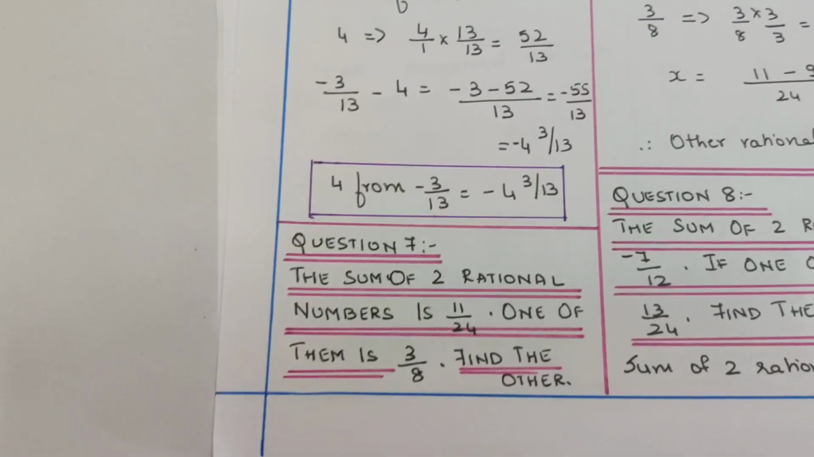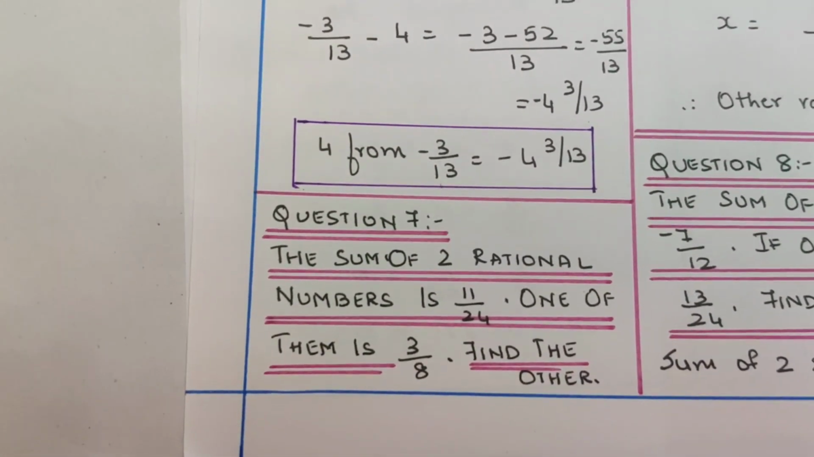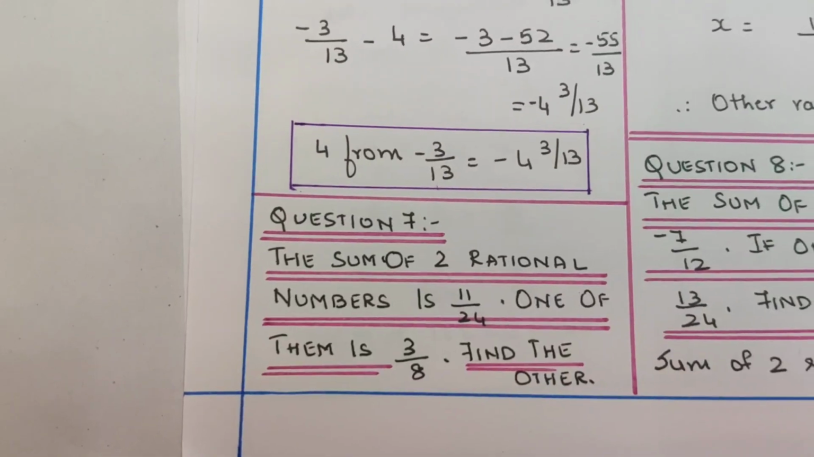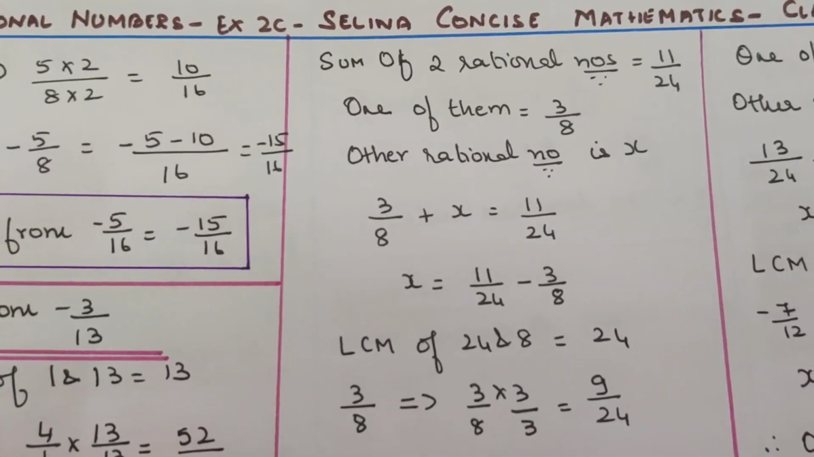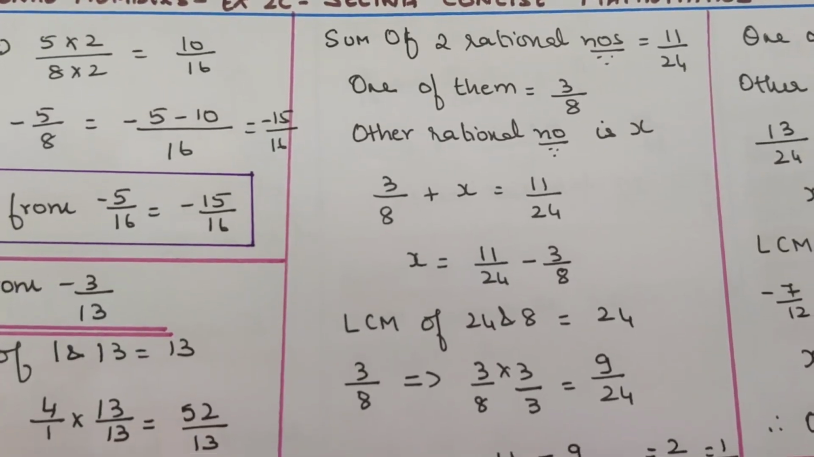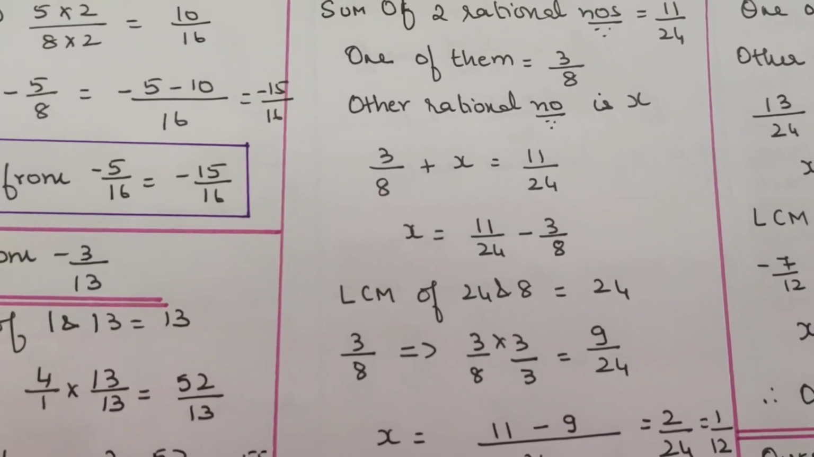Now let's move on to question number 7. The sum of two rational numbers is 11 by 24. One of them is 3 by 8. Find the other. So given sum of two rational numbers is 11 by 24. One of them is 3 by 8. The other rational number is x. Therefore 3 by 8 plus x is equal to 11 by 24.